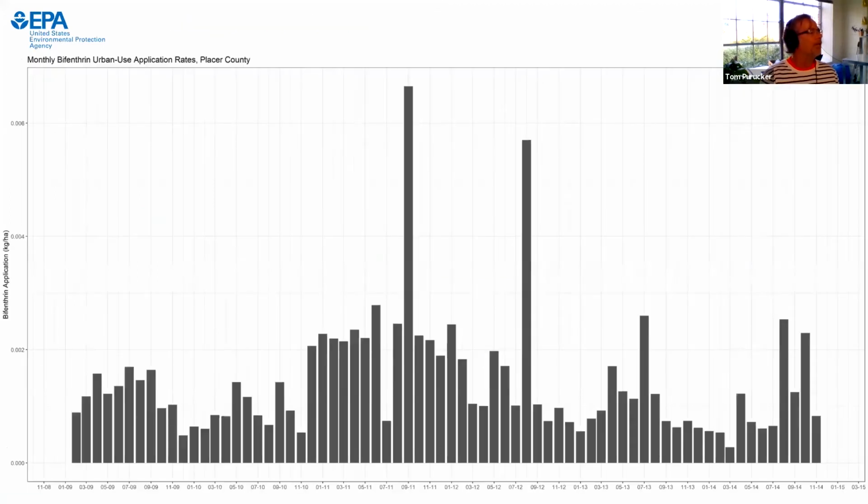So this is the original monthly time series. You can see some spikes over time in terms of the amount that's applied, and there actually are some modifications over this period of time for the label, how this pesticide is allowed to be applied.